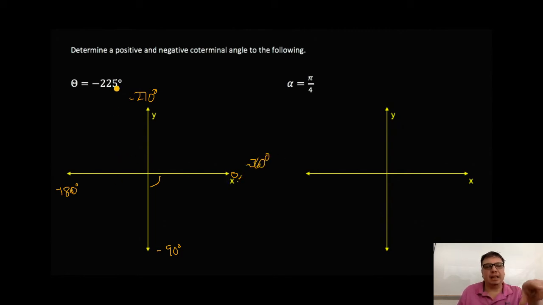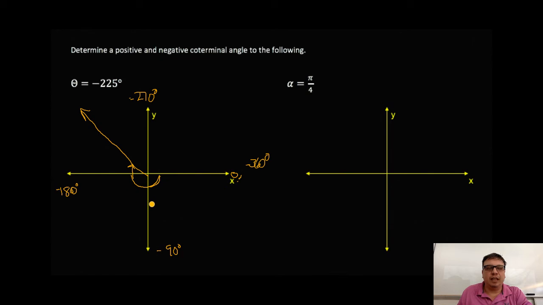Well, I'm at negative 225, so that means I'm going to rotate down through here, come past 180, and then 225 would be 45 degrees more than 180. So that means I would draw, or at least try to draw, a 45-degree angle from there.